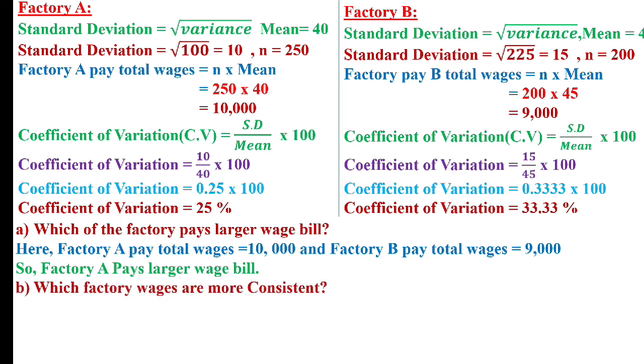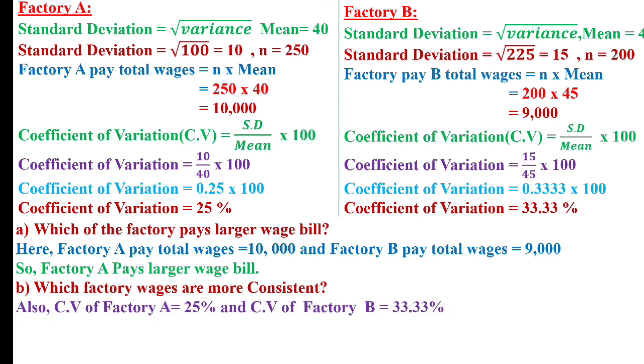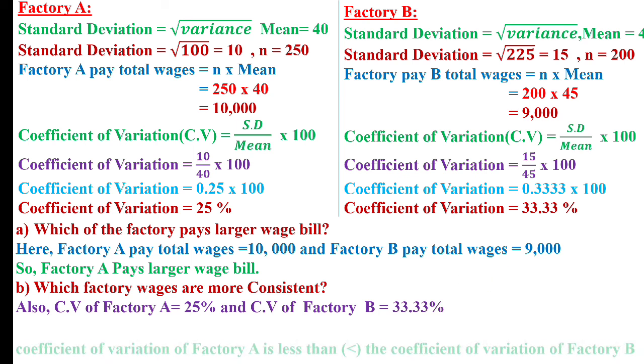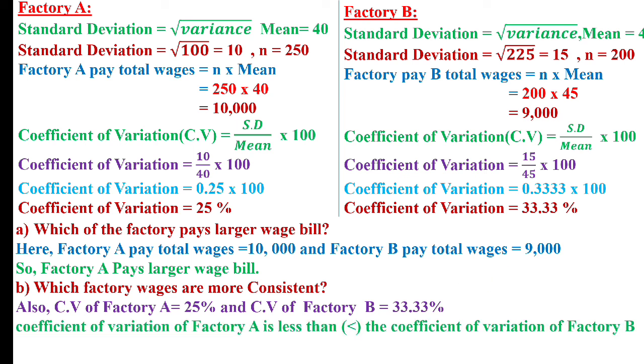Then, more consistent: we already discussed, less percentage of coefficient of variation. Here factory A is 25, and the coefficient of variation of factory B is 33.33. Then the coefficient of factory A is less than the coefficient of factory B. Therefore factory A is more consistent. Consistent means less coefficient of variation should be considered. More variable means a greater value of coefficient of variation will be considered.